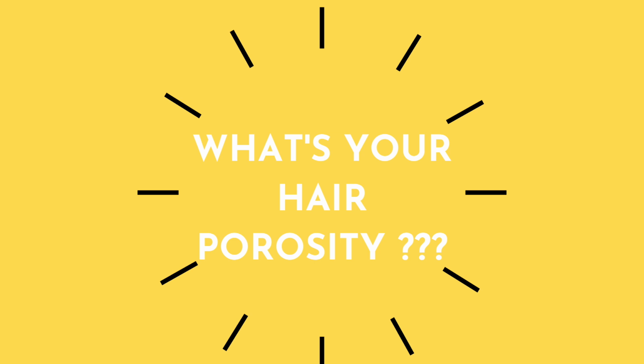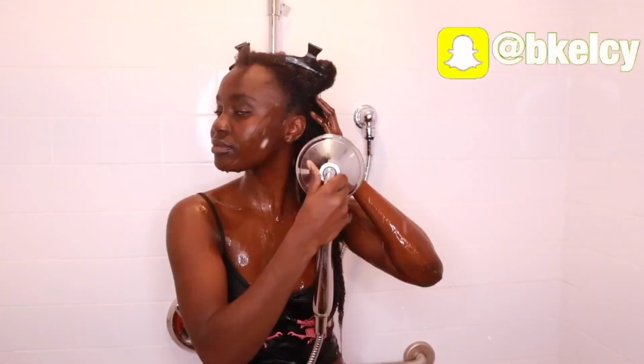Most of the time, people with medium and high porosity are lucky because products can penetrate their hair. But if you have low porosity hair like me, these are the things you would want to do to make sure your hair is getting the products that it needs. First, you want to wash your hair with hot water. The hot water would open the cuticles, so you could go in there and apply products to it.